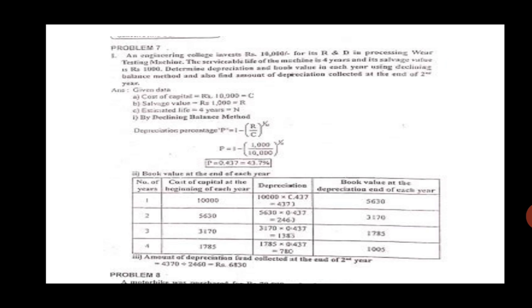Okay, the amount of depreciation fund collected at the end of second year will be what you have collected. First year you collected 4,370, second year collected 2,460 rupees. So you add both these years, it becomes 6,830 rupees. So you can please see here in the declining balance method, the depreciation initially first year 4,370, second year reduced to 2,460, third year reduced to 1,385, finally fourth year it is 780. So it is declining balance method. And here the cost of the capital is also reducing, and the depreciation is also reducing.